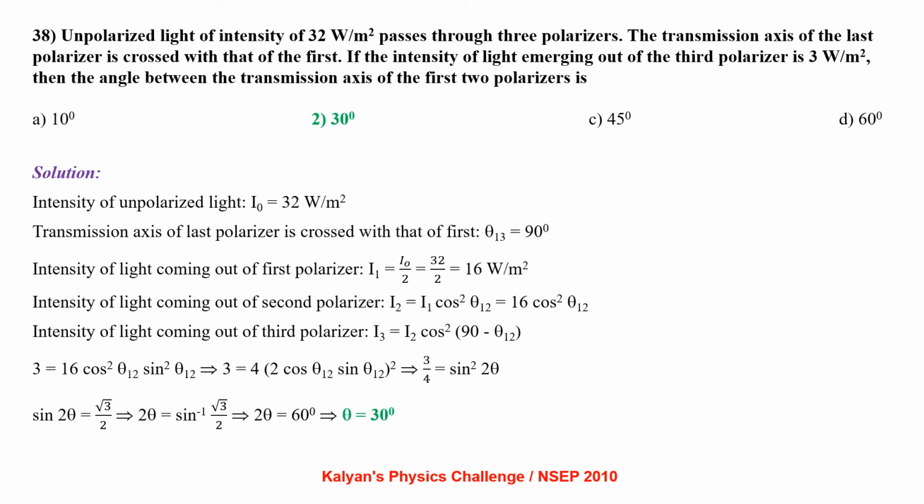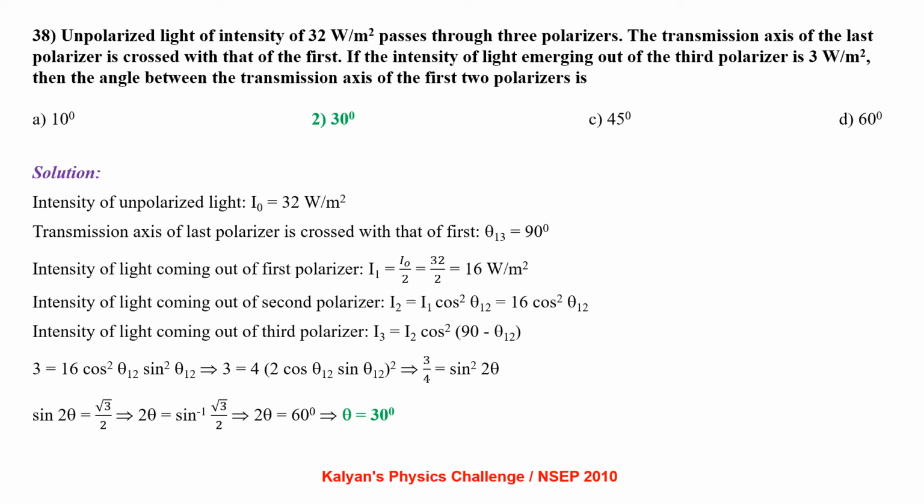Unpolarized light of intensity 32 watt per meter square passes through 3 polarizers. The transmission axis of the last polarizer is crossed with that of the first. If the intensity of light emerging out of the third polarizer is 3 watt per meter square, then the angle between the transmission axis of the first two polarizers is.